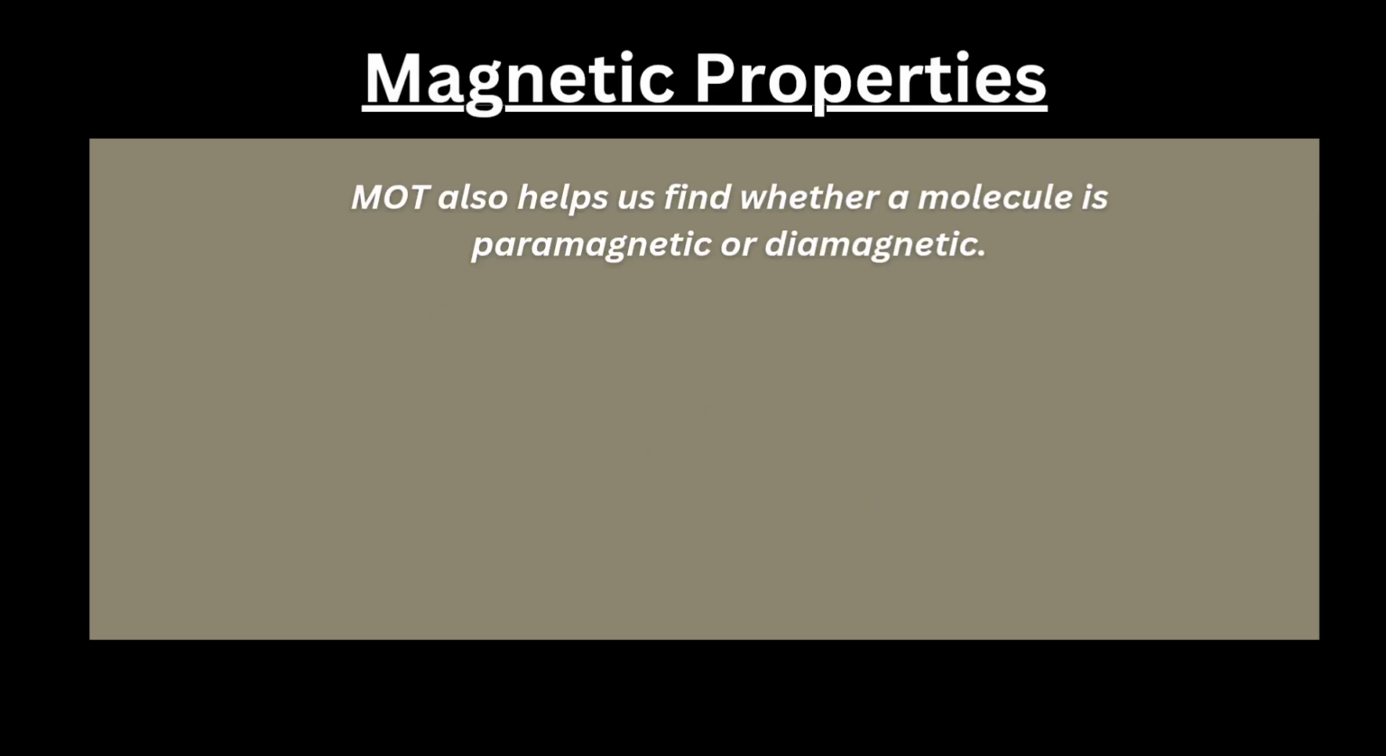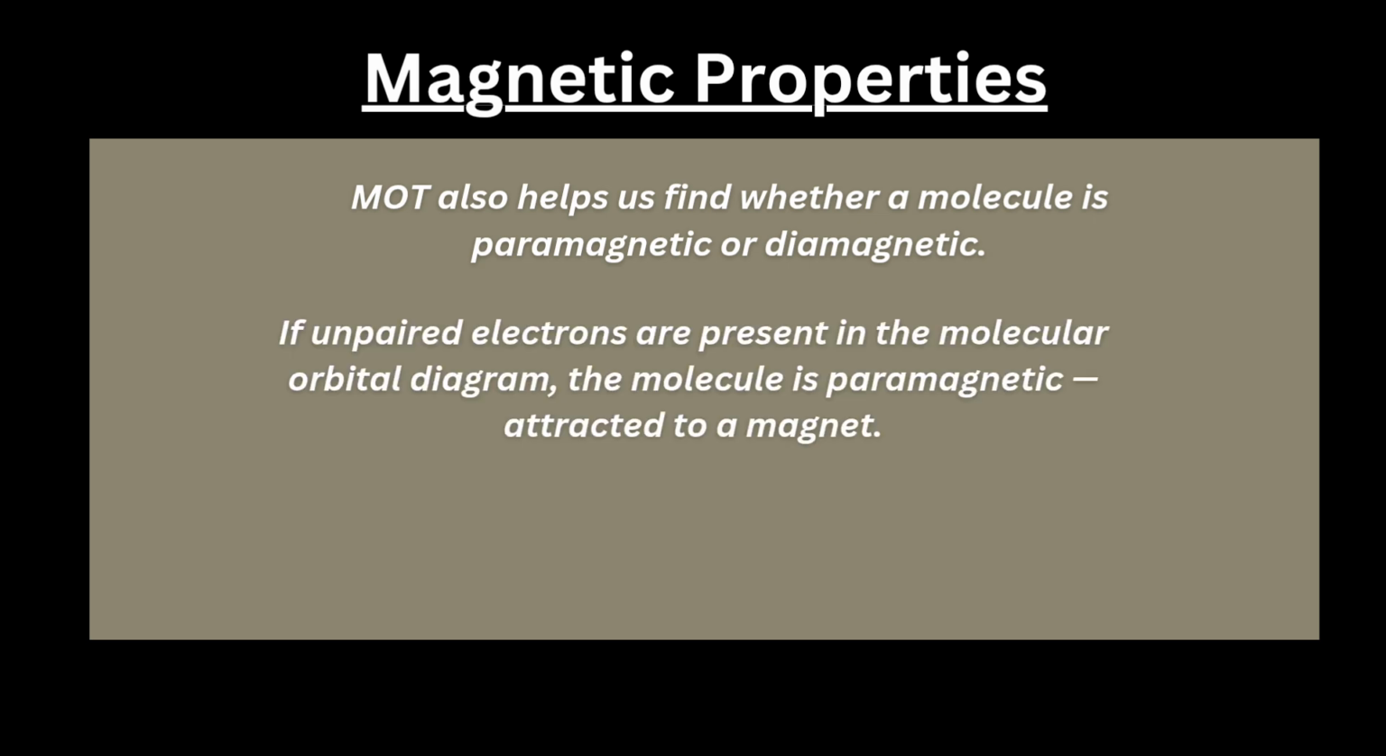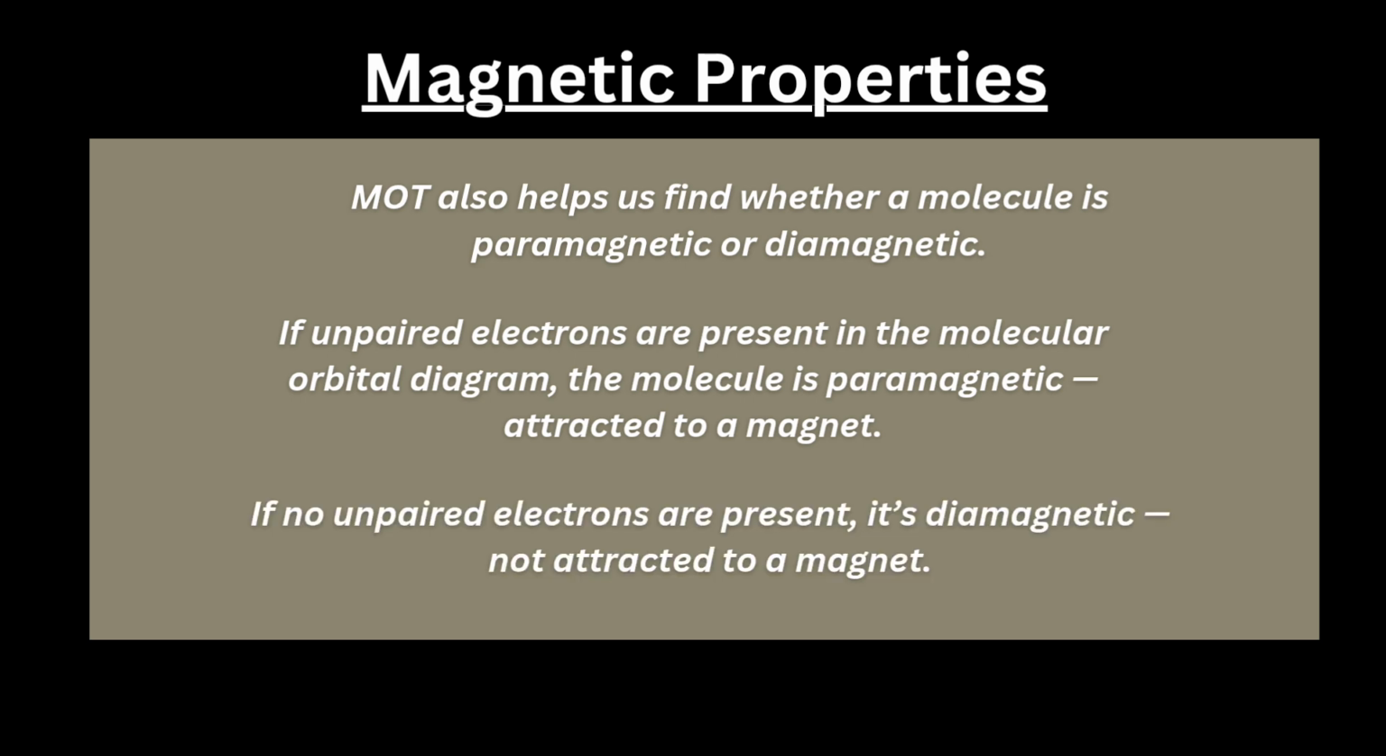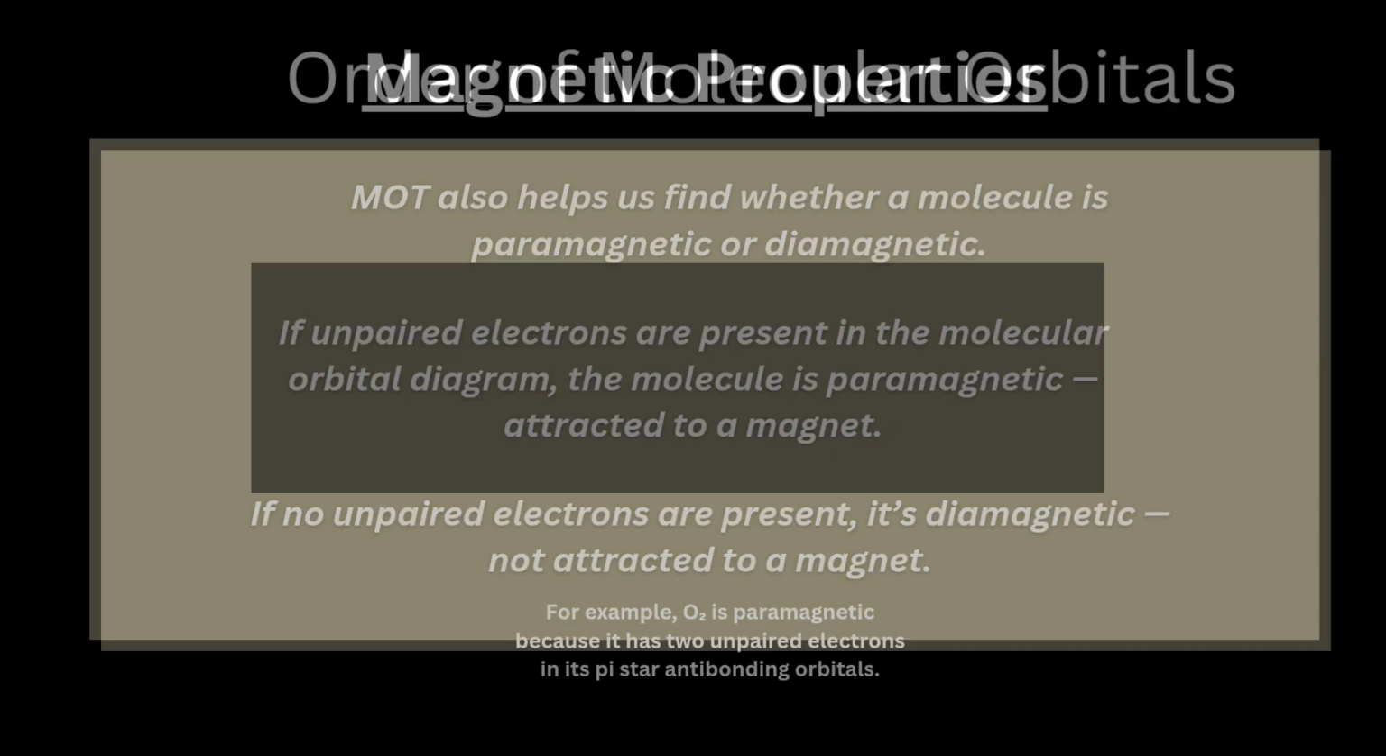MOT also helps us find whether a molecule is paramagnetic or diamagnetic. If unpaired electrons are present in the molecular orbital diagram, the molecule is paramagnetic, meaning it is attracted to a magnet. If no unpaired electrons are present, it's diamagnetic, and not attracted to a magnet. For example, oxygen is paramagnetic because it has two unpaired electrons in its pi star antibonding orbitals.